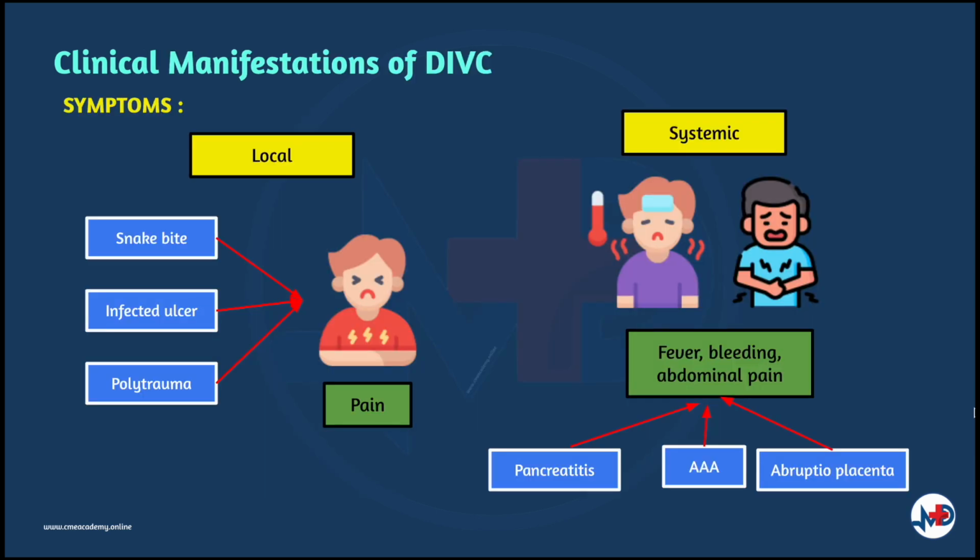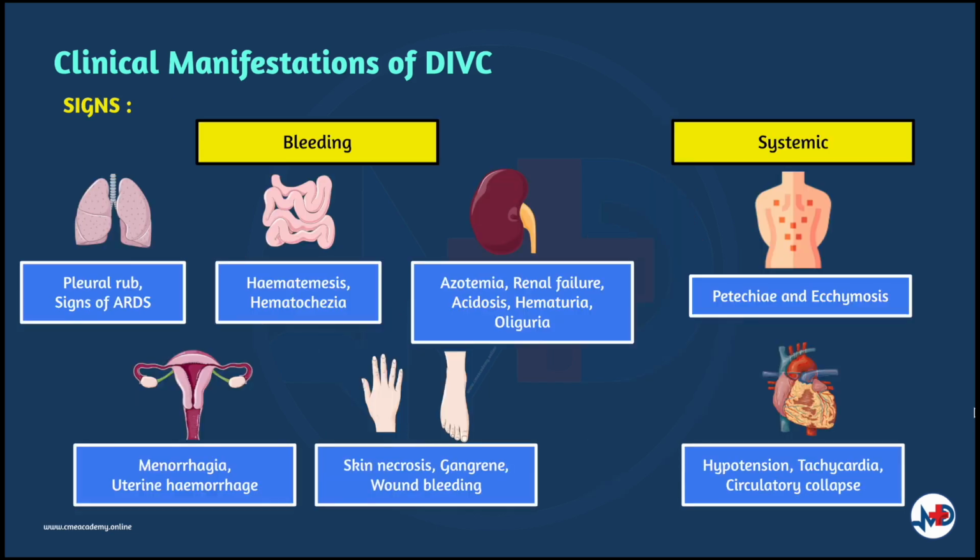Symptoms are often those of the underlying condition, so local presentation is usually pain, which can be due to snake bite, infected ulcer, or polytrauma. For systemic presentation, patients could experience fever, bleeding, or abdominal pain, which can be due to pancreatitis, abdominal aortic aneurysm, or abruptio placenta. Signs also depend on the underlying conditions.